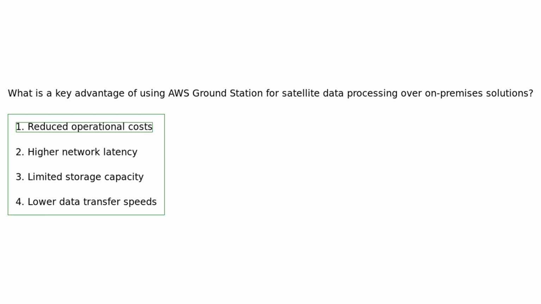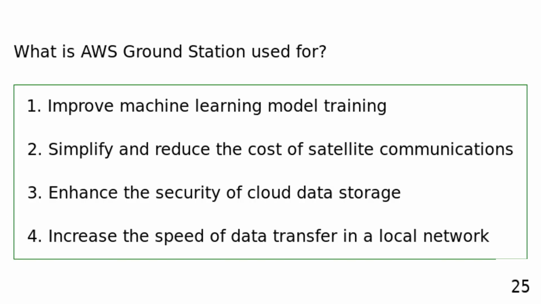A key advantage of using AWS Ground Station for satellite data processing is the reduced operational costs compared to setting up and maintaining on-premises solutions, providing cost savings for customers. What is AWS Ground Station used for?